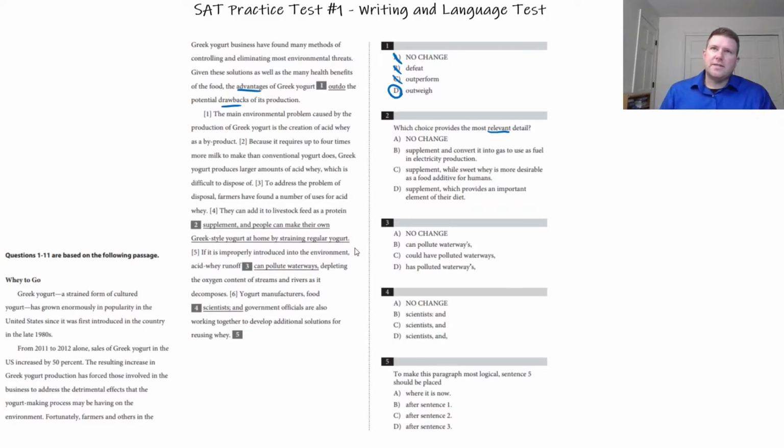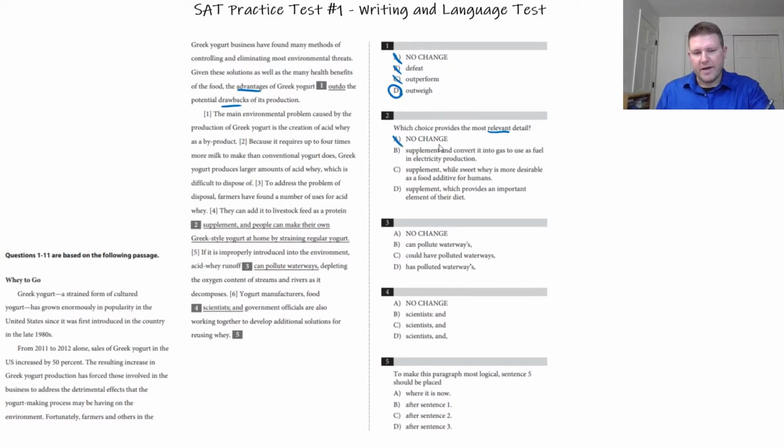So, as you can see, the paragraph is really talking about how they need to get rid of acid whey as a byproduct of making Greek yogurt, okay? So that's what the whole paragraph's theme is really discussing, like how to get rid of acid whey, okay? So we have to choose an option that really sticks with that, okay? Now, if you look at this, they can make their own Greek-style yogurt at home by straining regular yogurt. That's not really talking about how to get rid of acid whey.